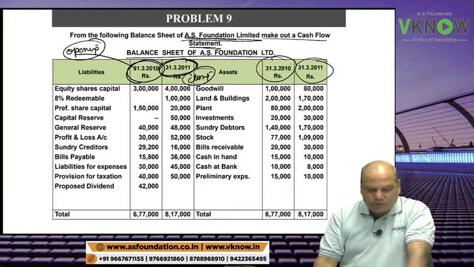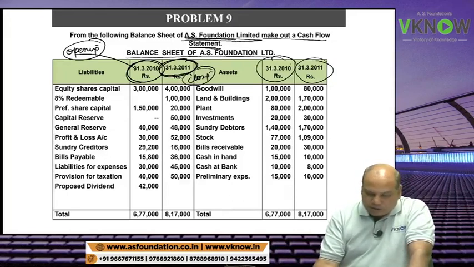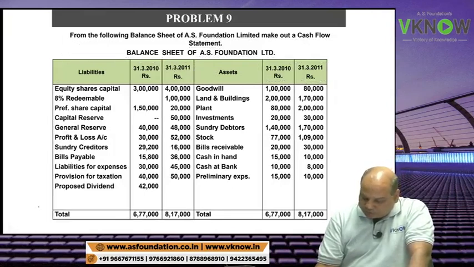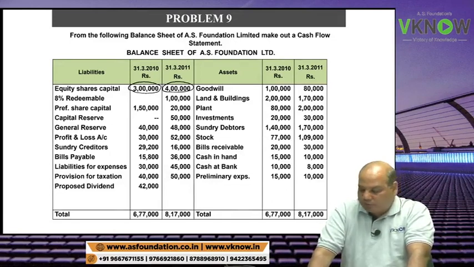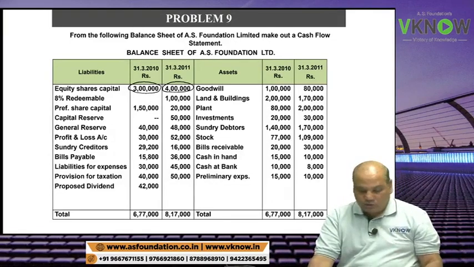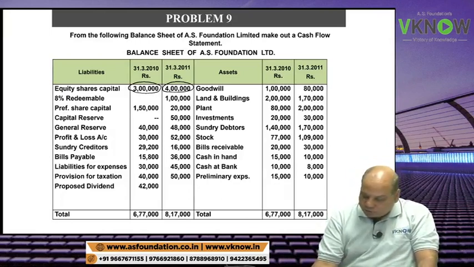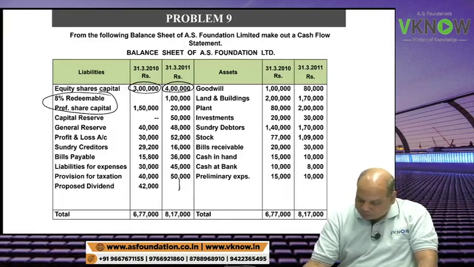Now come to the liability side. Liability side, equity share capital. Look at these numbers carefully. Opening is 3 lakh, closing is 4 lakh. So what may have happened? Issue of share.